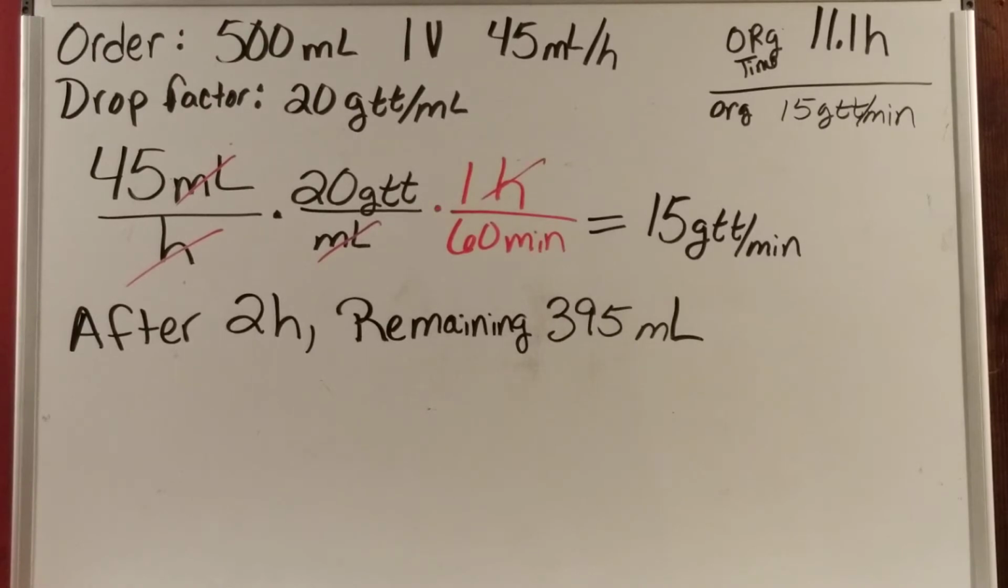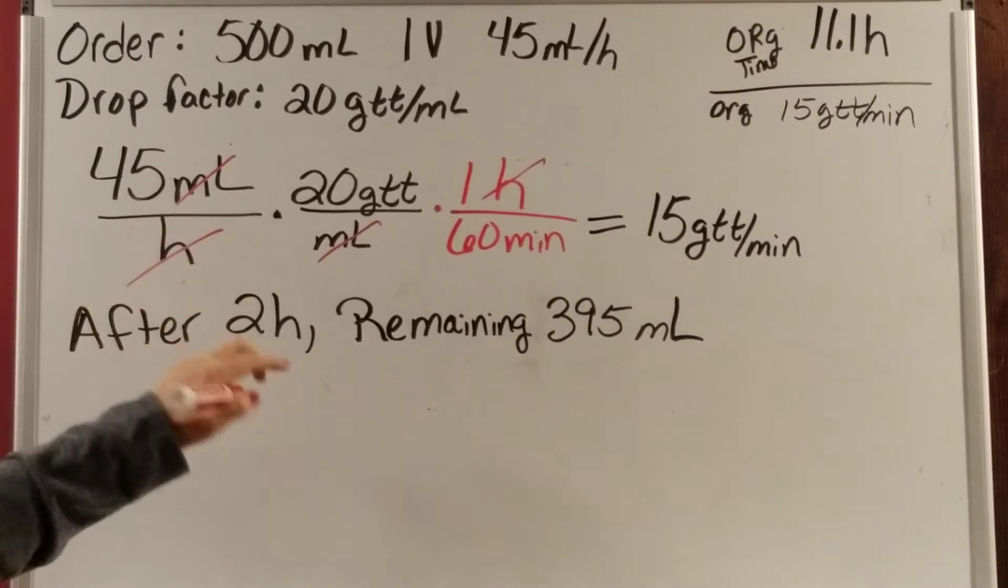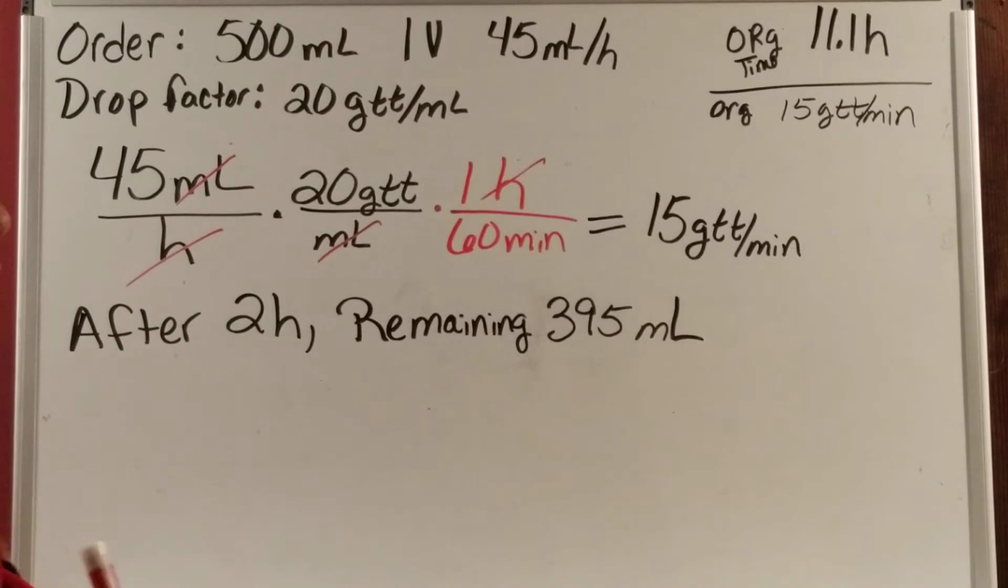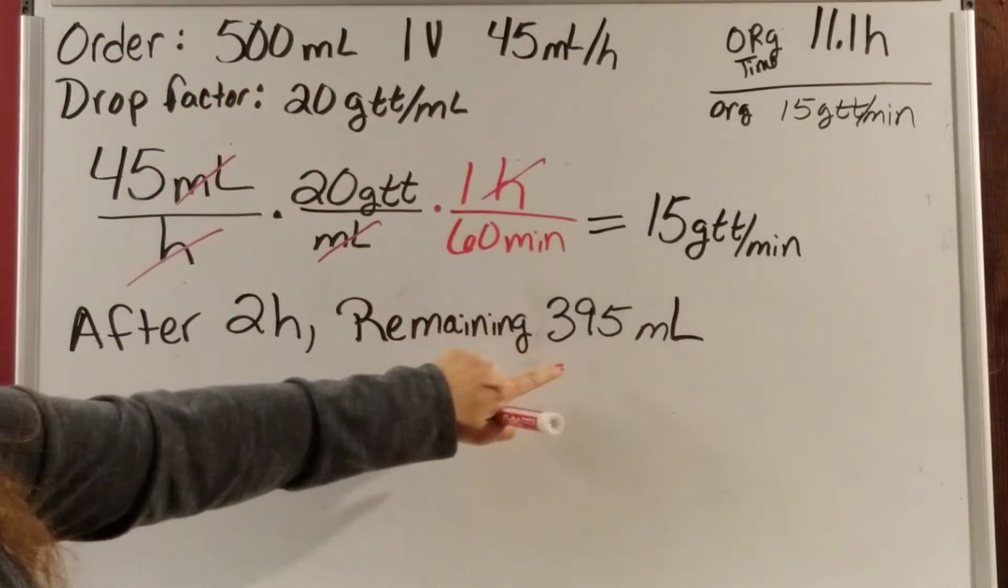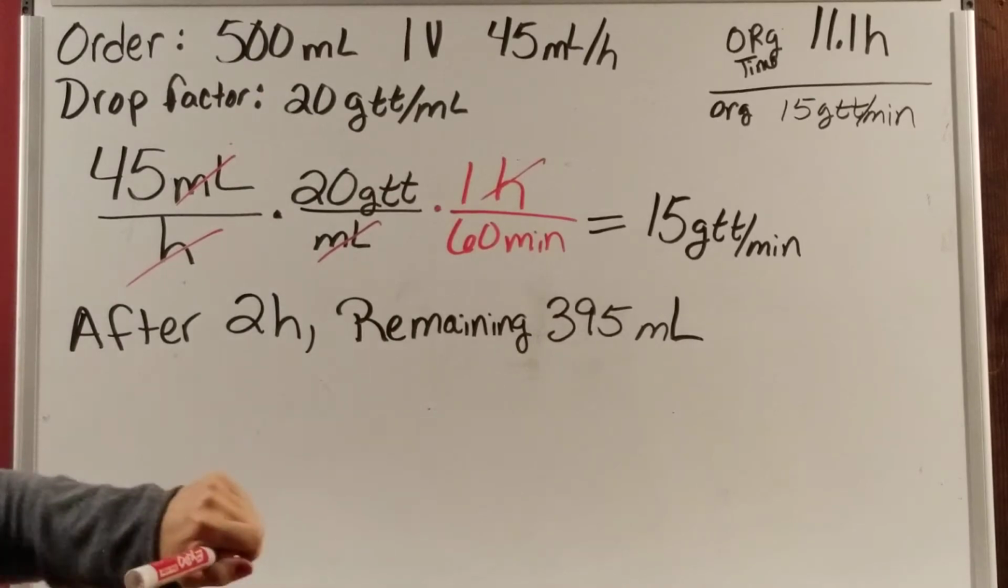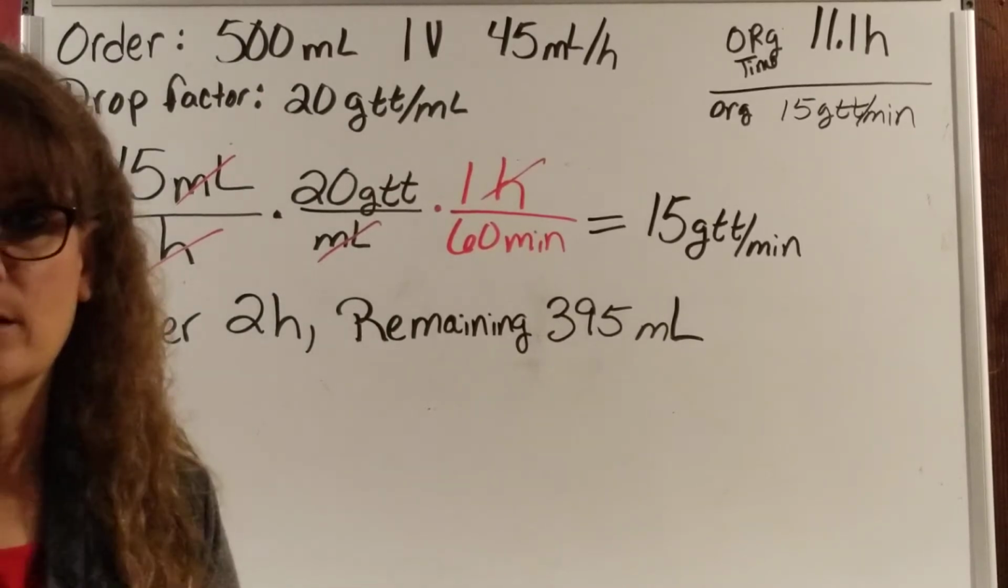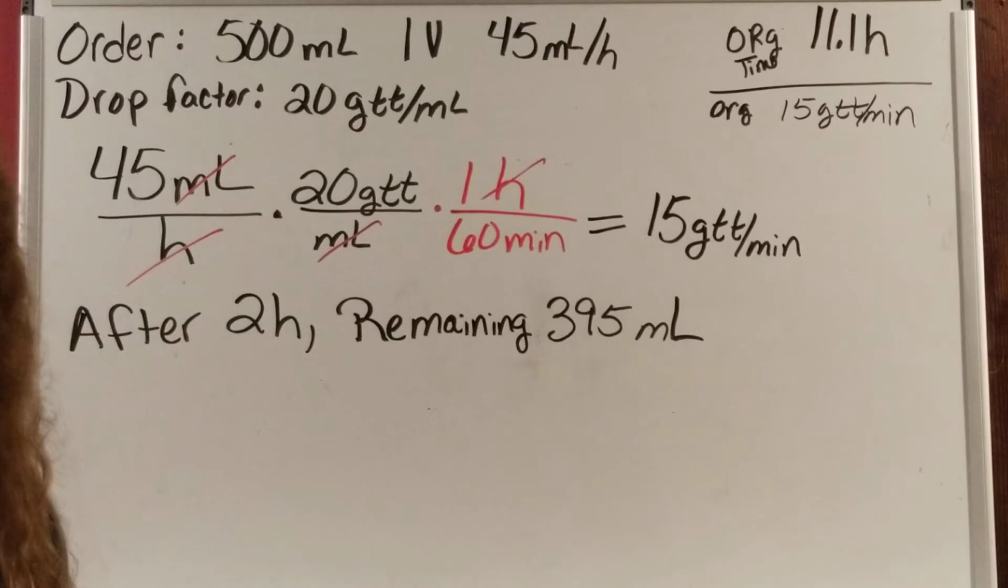We don't know. Multiple things could have happened. But we know that 2 hours into the infusion, something happened and we got this remaining. So we still got to finish infusing all of that order, which is 395 left. So we need to refigure out the infusion time because that changed now.